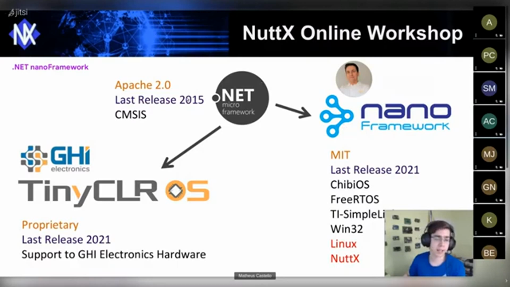Also, at the time, we have other forks, for example, TinyCLR OS, but this is specific to hardware from GHI Electronics. They have some computer modules and microcontrollers on modules, and they maintain this TinyCLR OS that is also a spin-off, also a fork from the .NET Micro Framework, but unfortunately this is proprietary, and it only supports the GHI hardware.